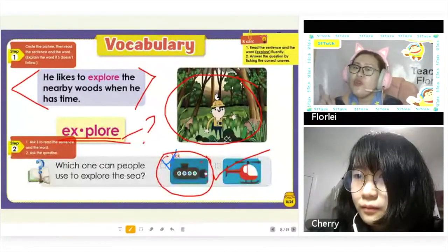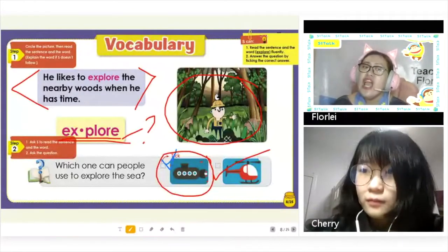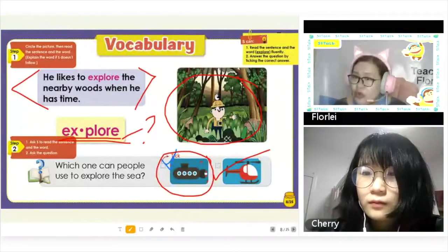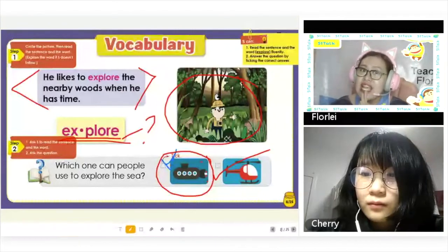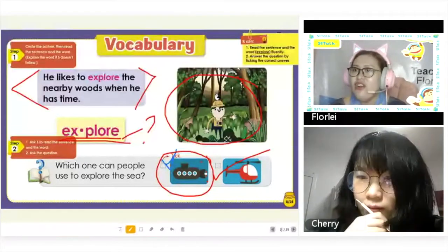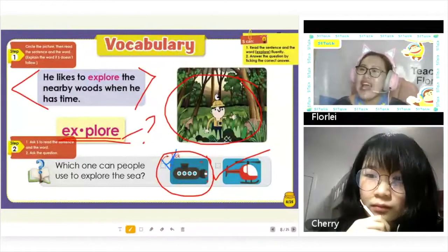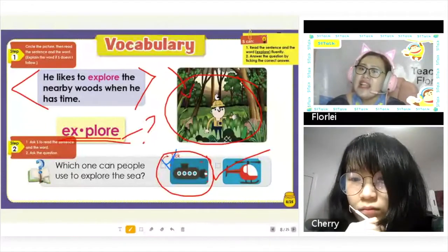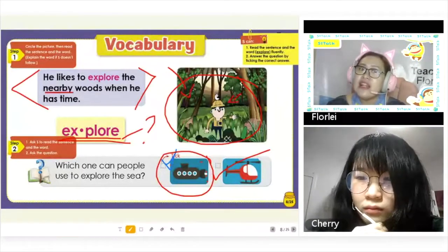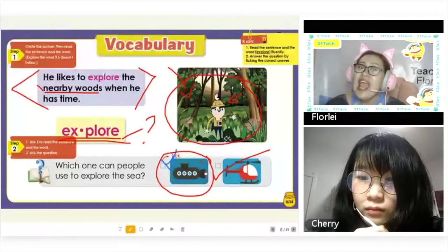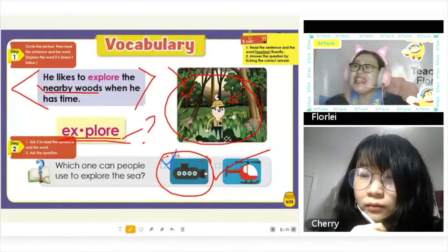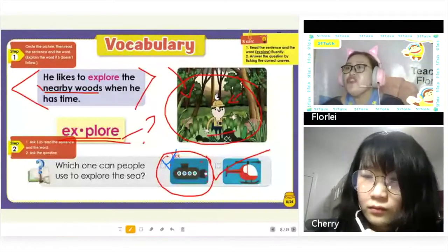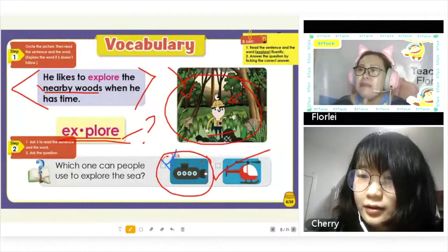something, okay, if you wish to go to some place, you go there and visit it and try to see what's in it. So that's exploration. So you explore things, you see or you visit something or a place, all right? So that is explore. Like in this picture, it says here that this guy likes to explore the nearby woods. When you say nearby, it's something that is near his place. So maybe the guy here lives near the woods. So it's called the nearby woods.